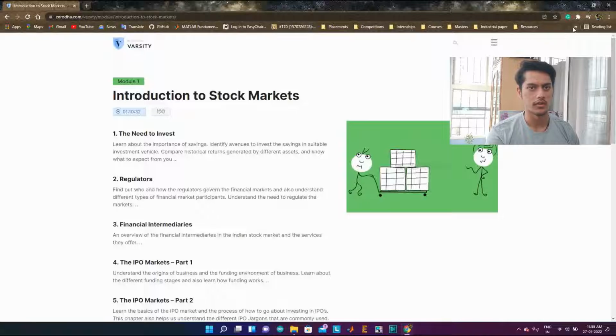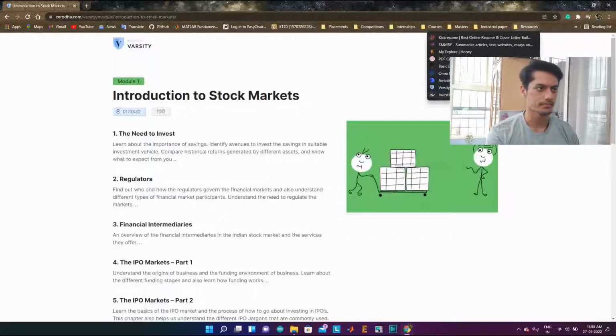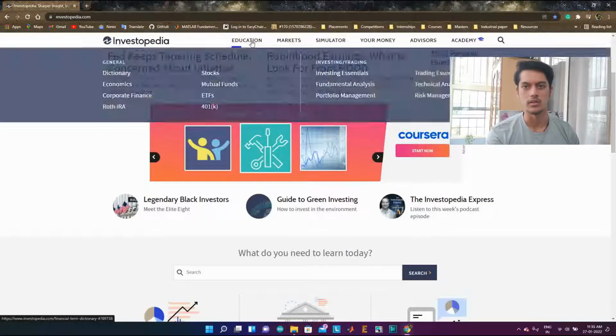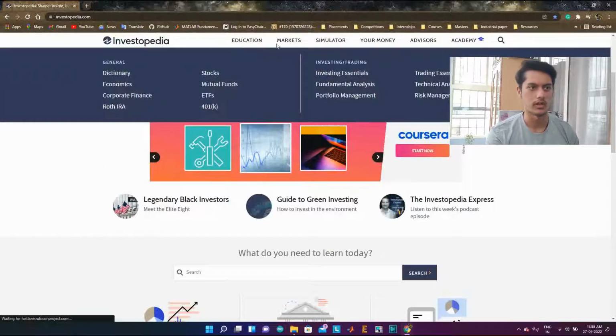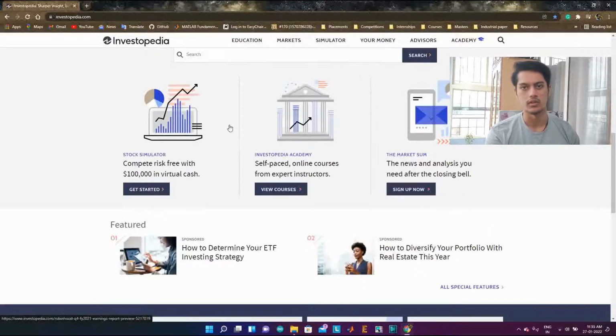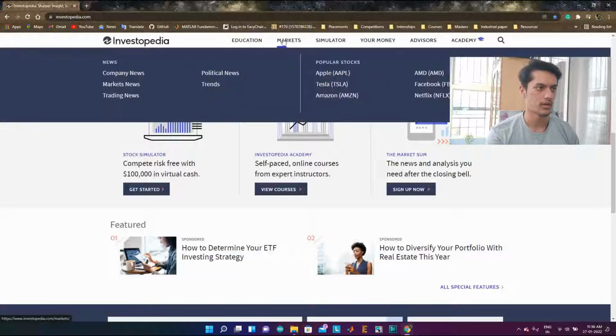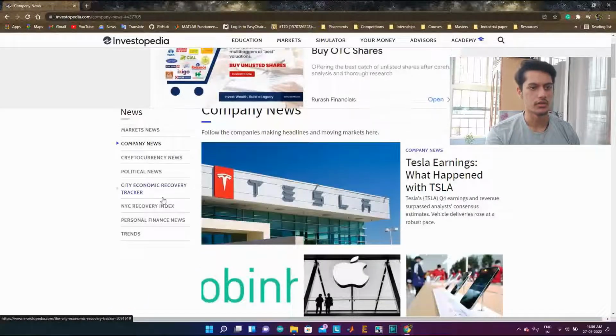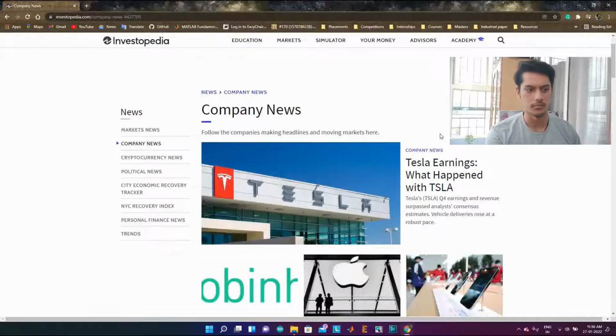Another resource like Varsity is Investopedia. So Investopedia is also basically where you can learn more about stocks, mutual funds, or markets, and you also have a simulator here to figure out how to invest in stocks. So basically, if I go to market and I go to company news, on Investopedia you can see what's happening in the markets abroad.